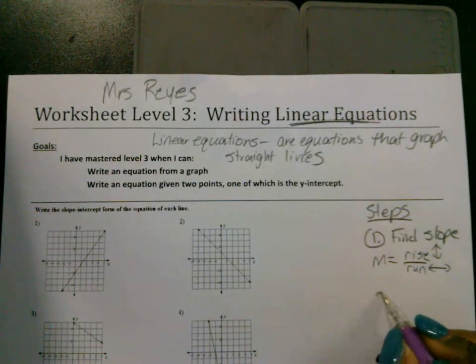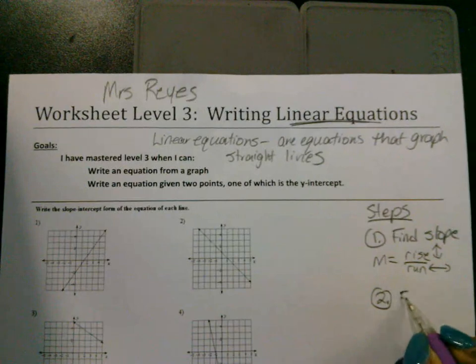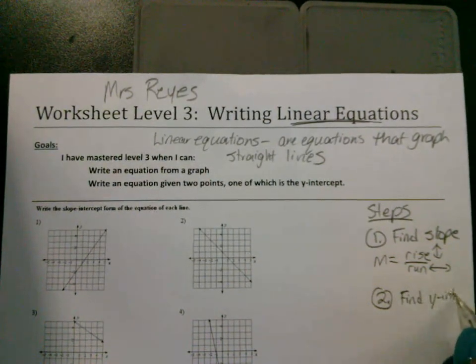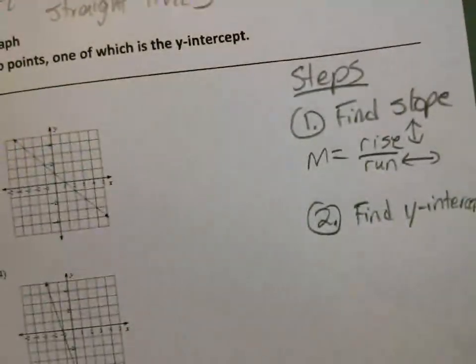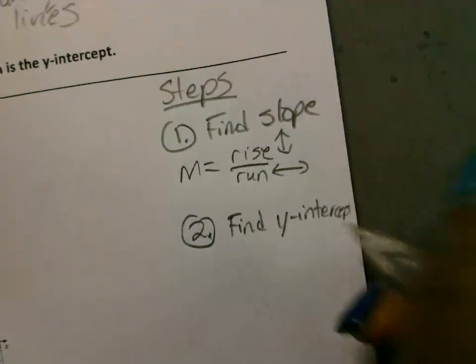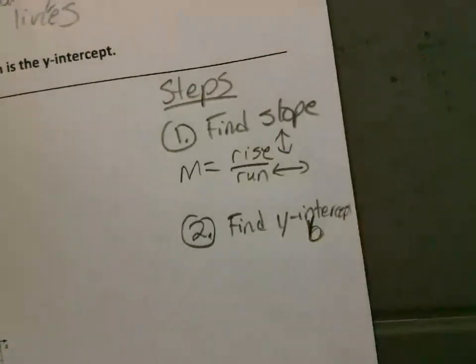Second step, find B. Find the y-intercept. What letter do we use for the y-intercept? B. Very good. We use B for the y-intercept.